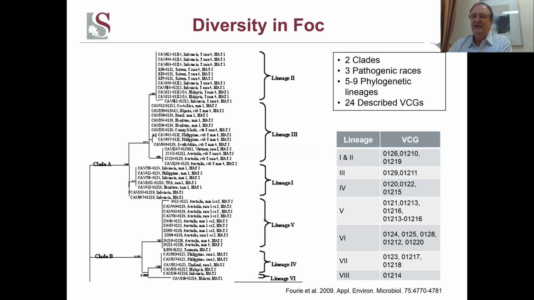And then, as I mentioned, some of these VCGs are quite closely related genetically, and then they are grouped into what we call lineages or different groups, which are phylogenetically related. And over time, people have identified between 5 and 10 of these lineages, depending on which technology or method you use, and also depending on the number of isolates that are being included in the study. But generally, there are about 7 or 8 of these lineages which are very common and divide the different VCGs into these groupings.